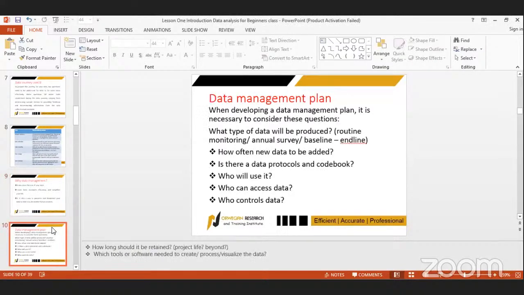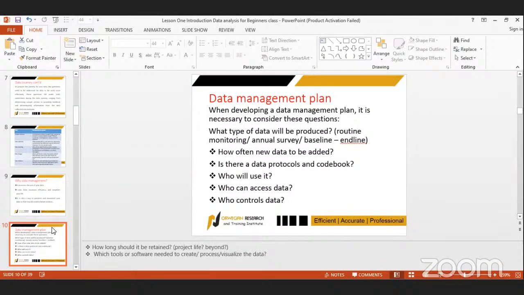Now, the next stage is, how do I arrive at developing a good data management plan? When developing a data management plan, it is necessary to consider the following. What type of data will be produced? Is it going to be routine data, especially when I'm doing my surveys? Is it annual data, especially for those doing monitoring and evaluation? How often will that data be collected from the point where I'm collecting it?